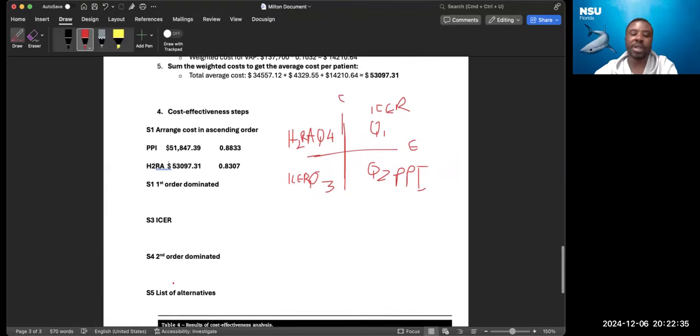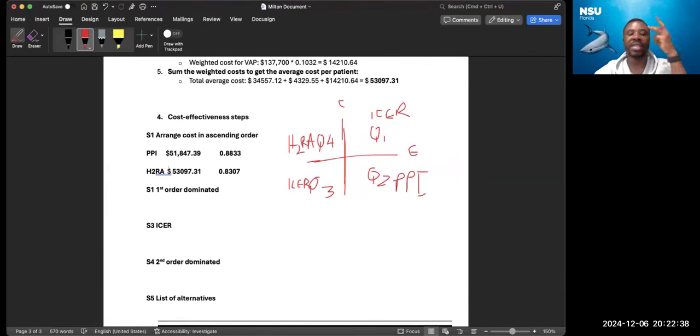We can't do second order dominated because in order to do second order dominated, we need at least 3 comparisons. We need at least 3 things that we are comparing. This one, they are comparing just 2 things. And also, the H2 array is already dominated, so we can't do the second order domination. So the ISA, I said we'll do the calculation. So the ISA is change in costs over the change in effectiveness.